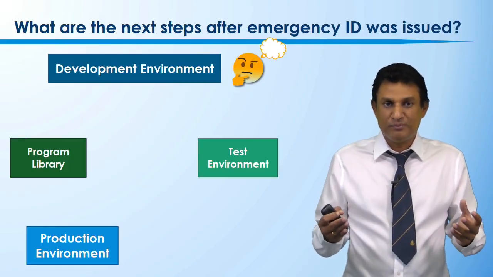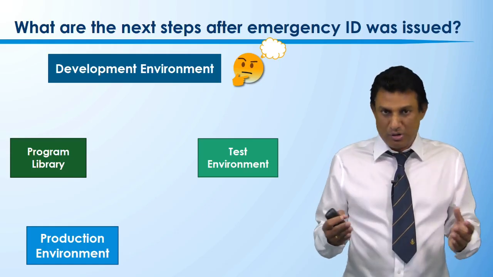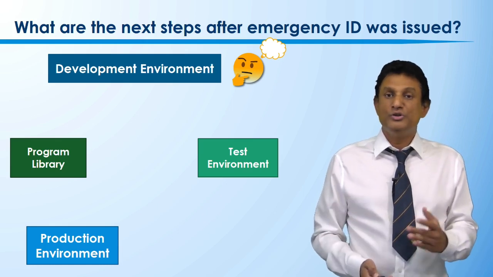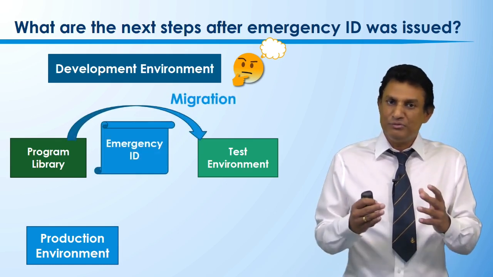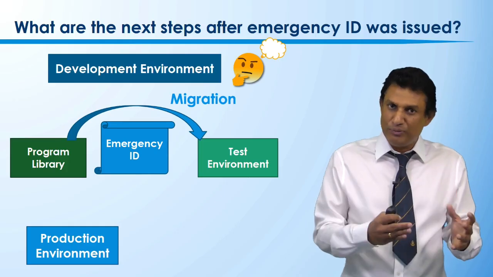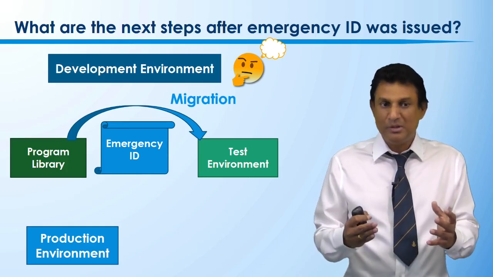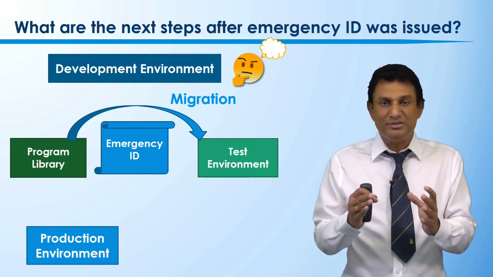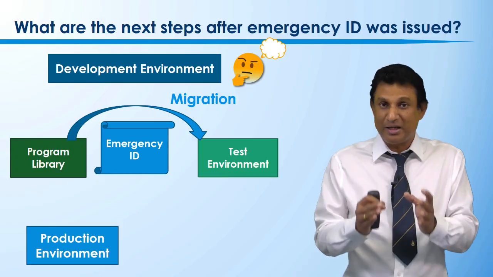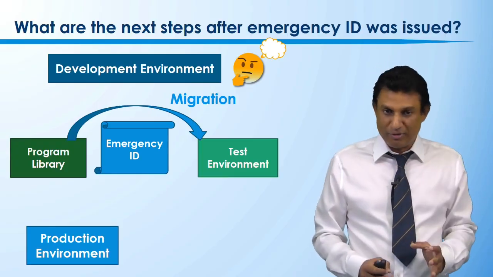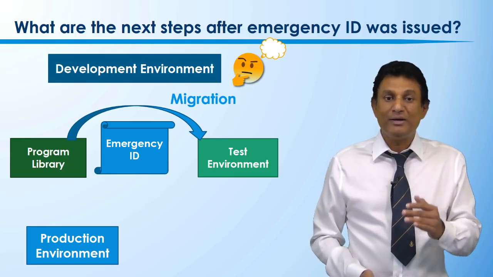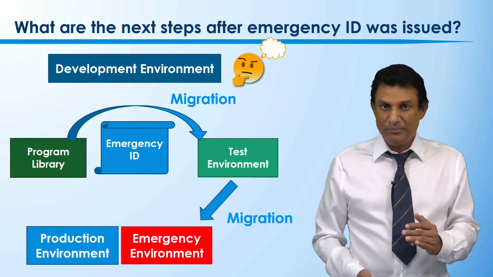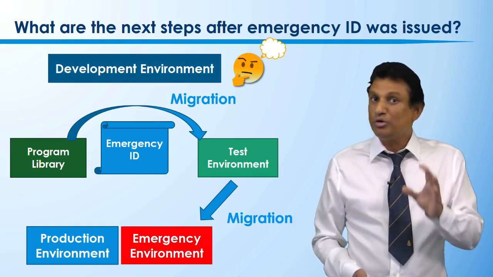Now we'll look at what steps we should follow after the emergency ID has been created and issued. Usually we follow similar steps to what we have done before, but it's a more sped-up process. So we are migrating from the library to the testing environment, but in this case no approval is needed, because the emergency ID can be used to do the migration, okay? And then we do very limited testing, and then we fix the problem, and then we implement it.